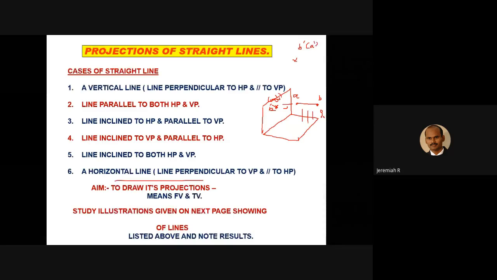Okay. And in the top view, what is visible? When you see from the top view, you'll get a straight line like this.